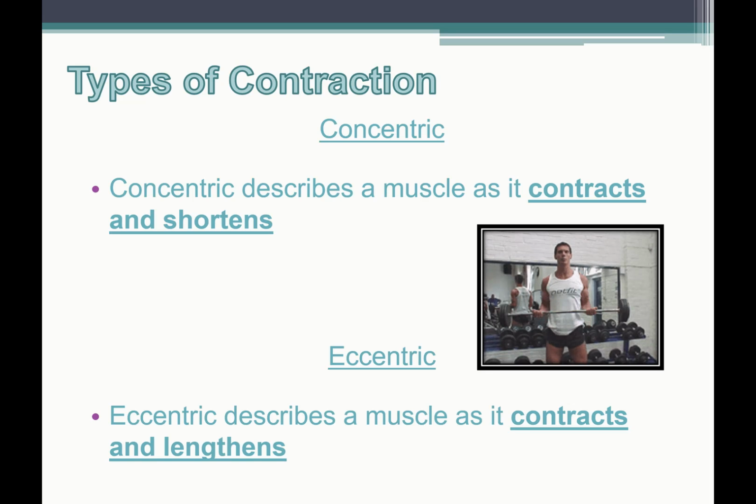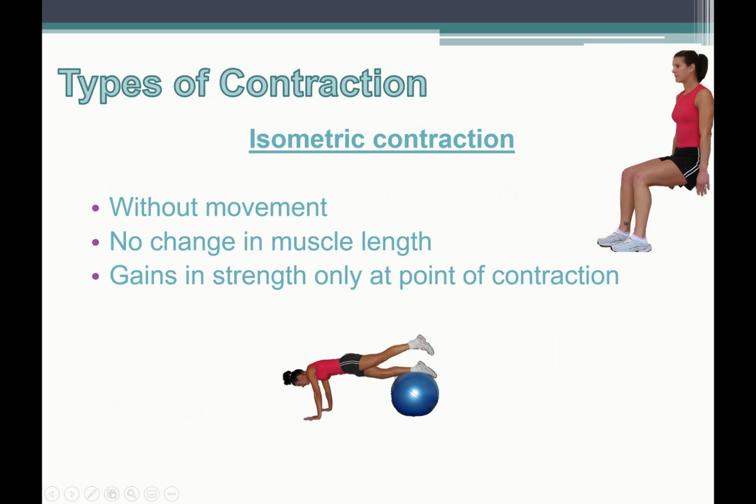Now this describes when a muscle is working but it is lengthening. So again, if we use the bicep curl as the example, on the downward phase of the bicep curl, the bicep is actually lengthening, and this is referred to as eccentric contraction because it is still under tension when the muscle lengthens. And the third and final type of contraction is what's known as isometric contraction.